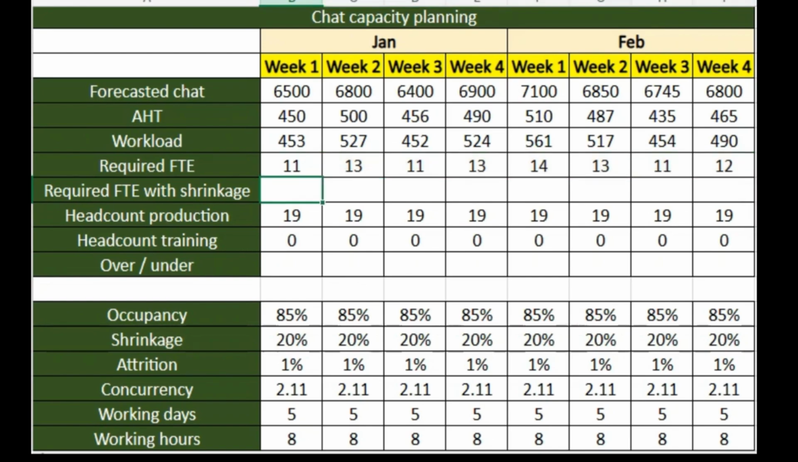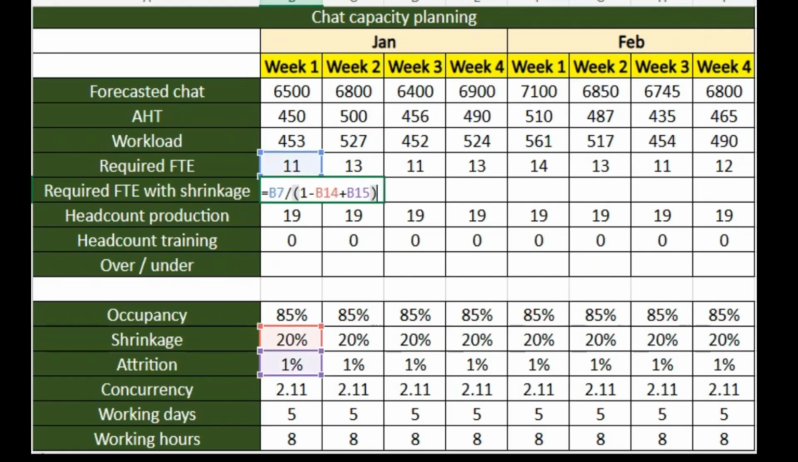Now we have the workload and required FTE. On the basis of that, we have to find the required FTE with shrinkage. Here the calculation would be 11 divided by bracket open 1 minus the shrinkage, which is 20%. We add the attrition also to the shrinkage, plus 1%, bracket close. That would be your 14.